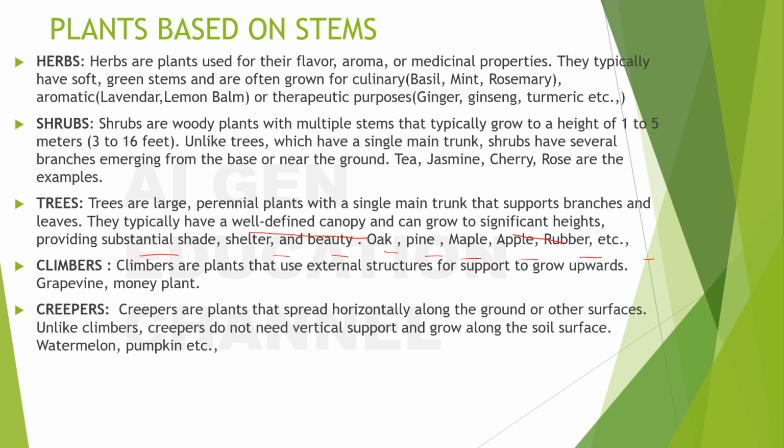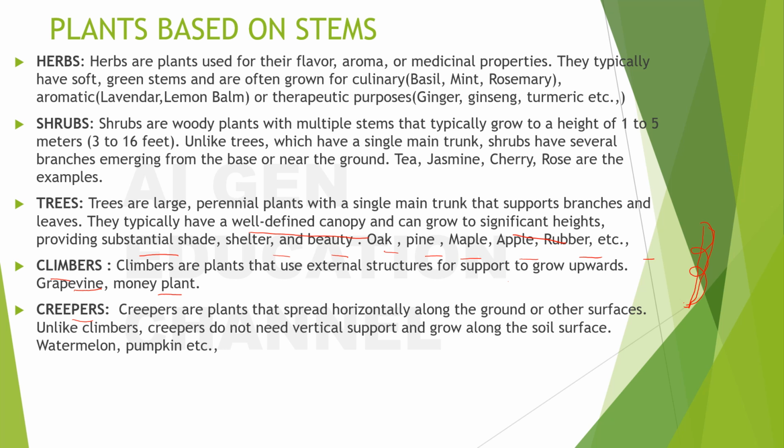And what are the other types of plants? Climbers and creepers. Climbers are plants that use external structures for support to grow upwards. So until and unless you provide them some support, they can't grow. They need some support so that they can go up. What are the examples? Grapevine and money plant.